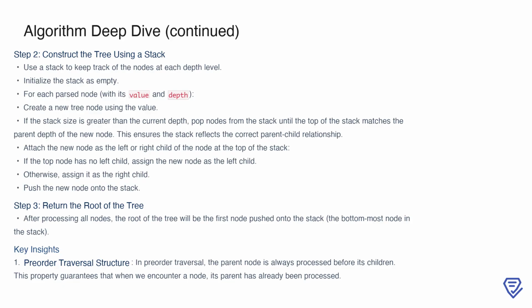Starting with an empty stack, we process each parsed node one by one. For each node, we create a new tree node using its value. If the stack size exceeds the current node's depth, we pop nodes from the stack until the top of the stack aligns with the parent depth of the new node. This ensures that the stack always reflects the correct parent-child relationship. After adjusting the stack, we attach the new node to the appropriate parent.